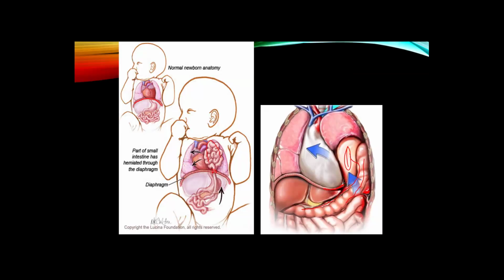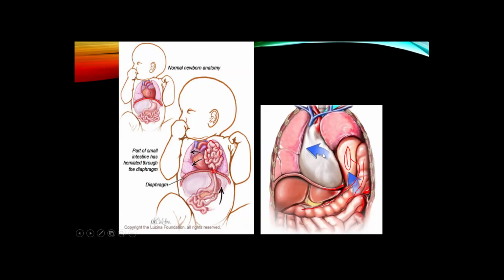Here's a picture comparison side to side. A normal newborn anatomy here. Here's your diaphragm, nice and intact. And this is a patient with diaphragmatic hernia with intestinal involvement. The intestines have migrated up and they're just pushing that lung. The earlier the migration, the less lung development that occurs.